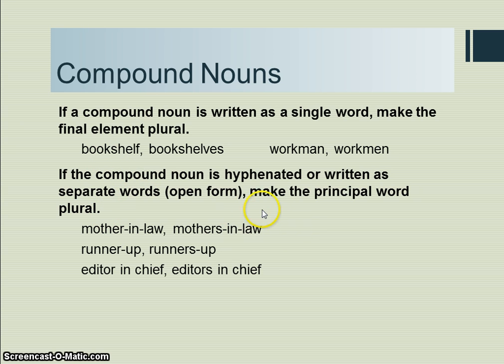Okay, now if the compound noun is hyphenated or is written as separate words, also known as open form, you're going to make the principal word plural. So if we have mother-in-law, mother is the principal word because we're talking about a mother, and then this is the kind of mother she is. So we would pluralize the primary word: mothers-in-law. Okay, runner-up, runner is the primary word, so we would pluralize that. And then editor-in-chief, editor is the primary noun, so we're going to make it plural.